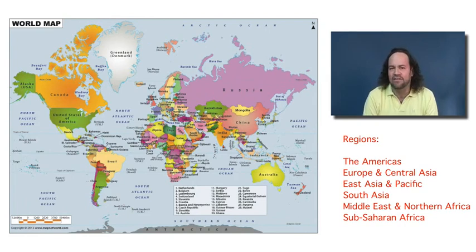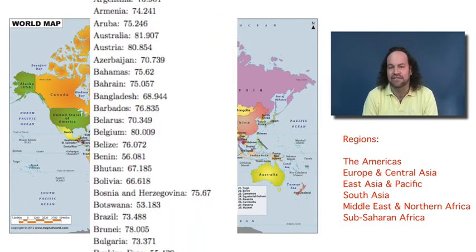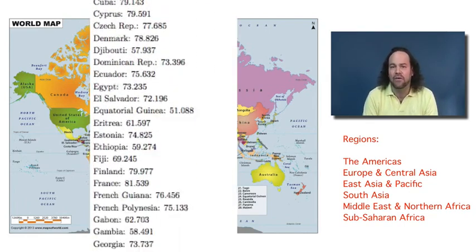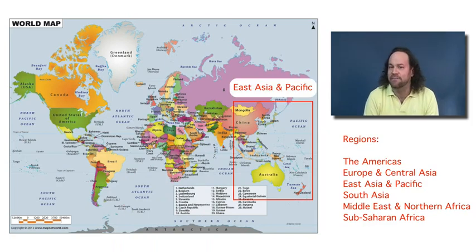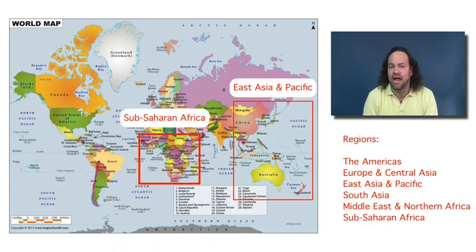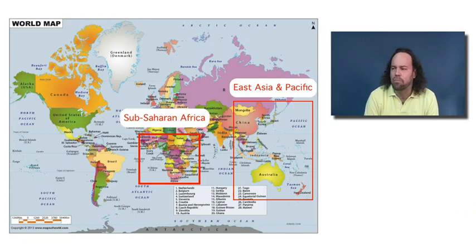Now we want to ask, what's the relationship between these countries' life expectancies and the region of the world that they're in? For starters, let's consider comparing 2 specific regions. Let's consider comparing East Asia and the Pacific with sub-Saharan Africa. Now, we might think that maybe life expectancies tend to be larger in East Asia and the Pacific as compared to sub-Saharan Africa. So let's see if we can figure out if that's true.